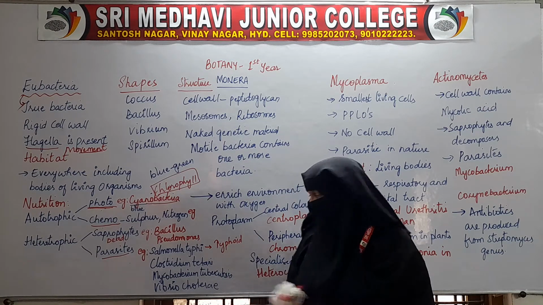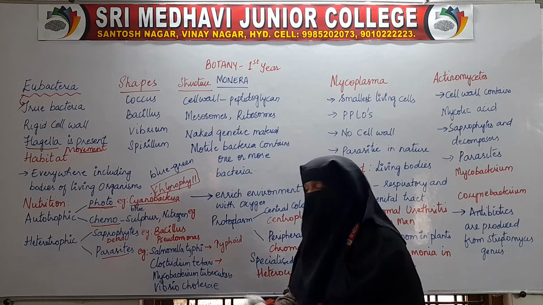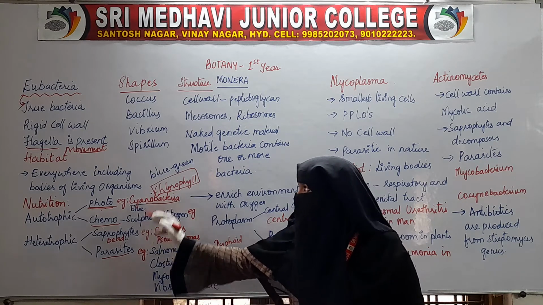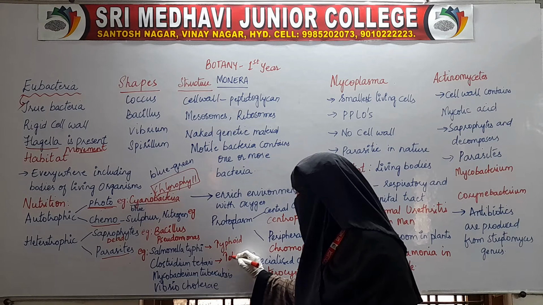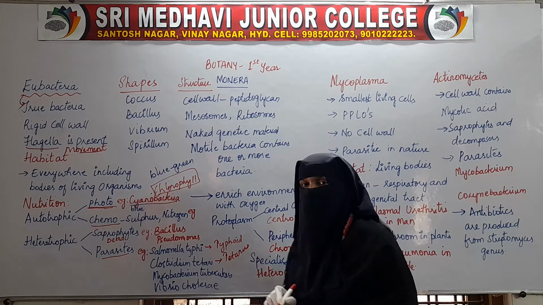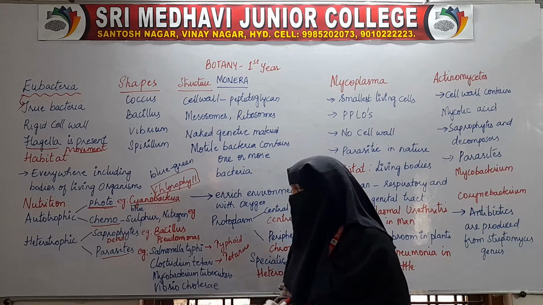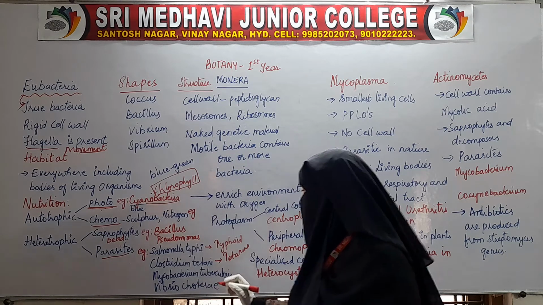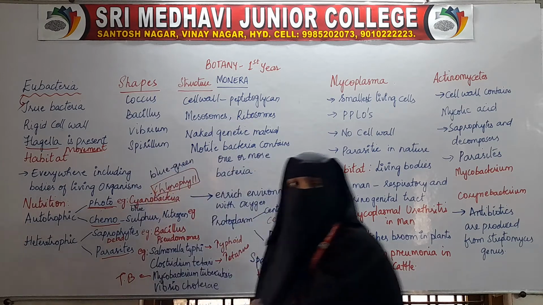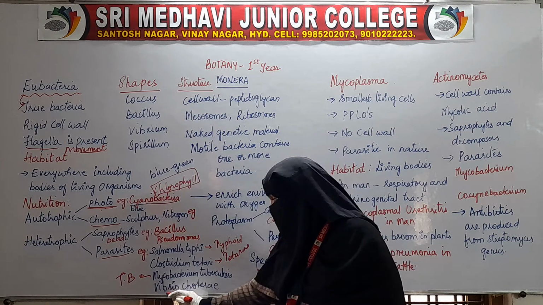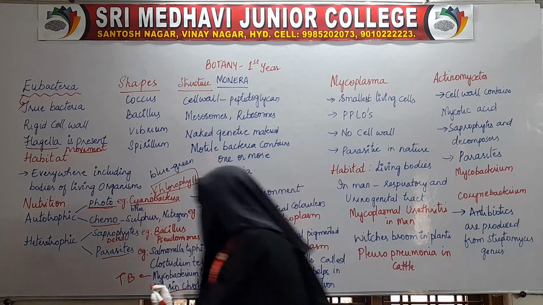in human beings. Clostridium tetani is another example of parasitic Eubacteria which causes the disease tetanus. Mycobacterium tuberculosis causes a disease called tuberculosis. Vibrio cholerae also causes a disease called cholera.